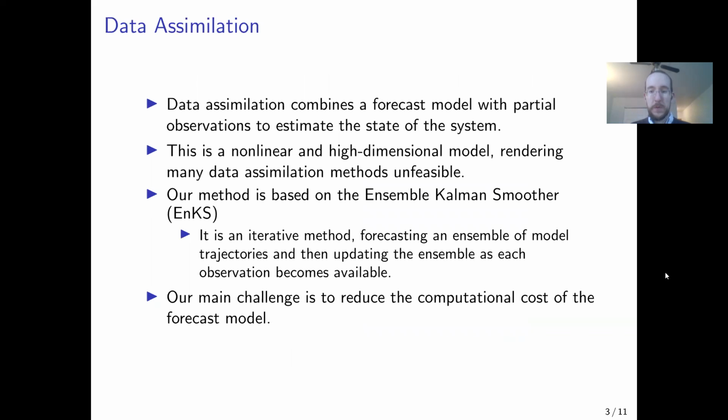So to do that, we will use data assimilation. Data assimilation combines a model with observations in order to better estimate the state of the system. I mentioned that there will be a model. Our particular model is nonlinear because of the interaction between the ice flows, the ocean, and the atmosphere. It's also high dimensional because of all the grid points needed for the atmosphere and the ocean. And so that's going to be a real challenge for us.